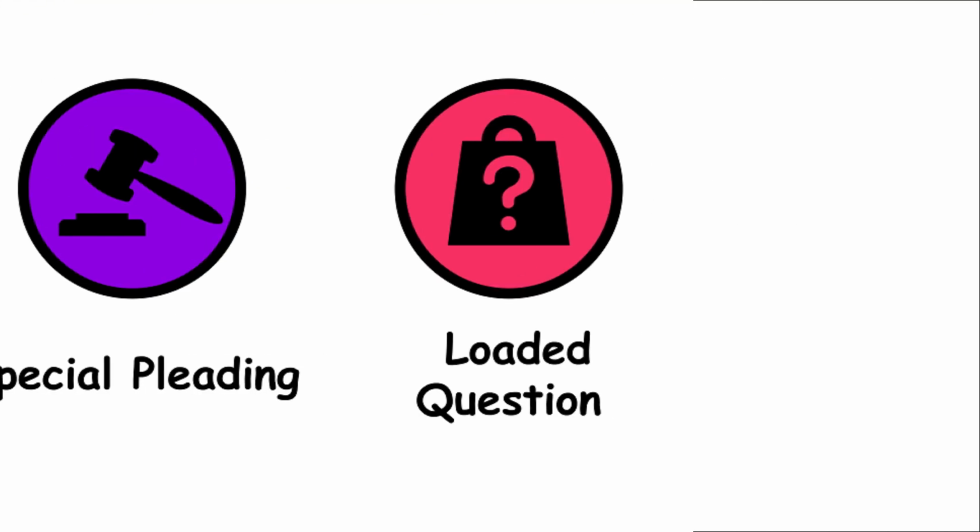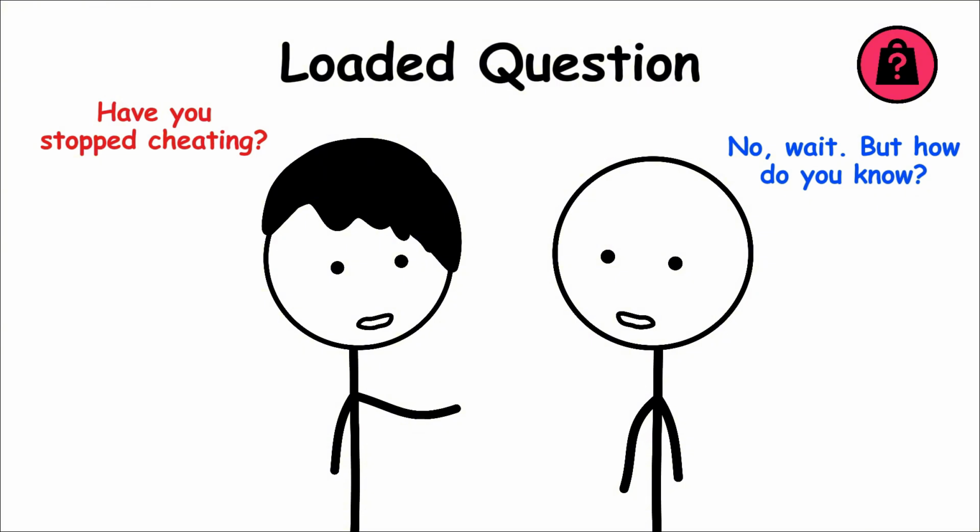The loaded question. This fallacy occurs when someone asks a question that has an assumption built into it. For example, someone asking, "Have you stopped cheating?" It assumes that you have cheated in the past, even if you haven't. No matter how you answer, you will look guilty.